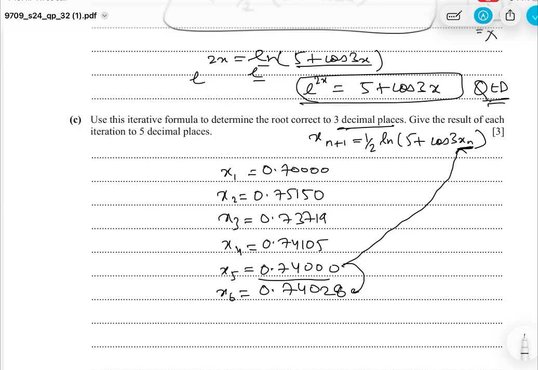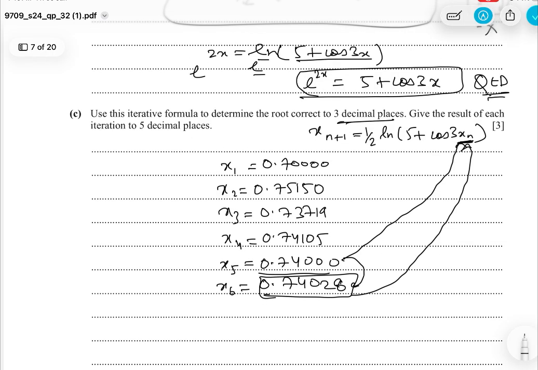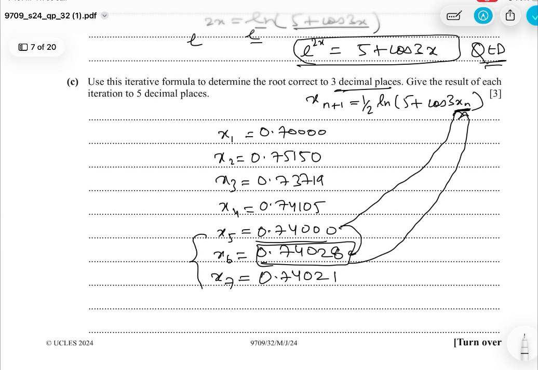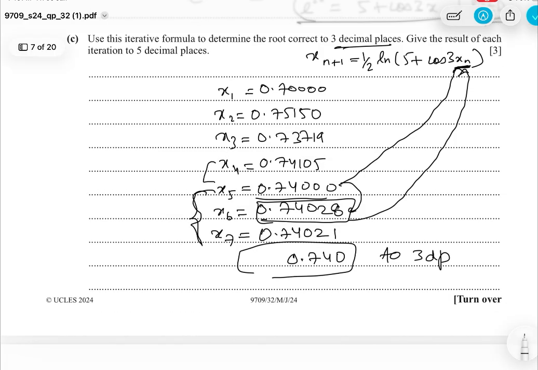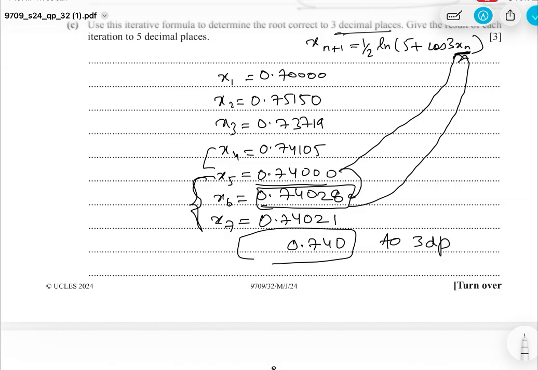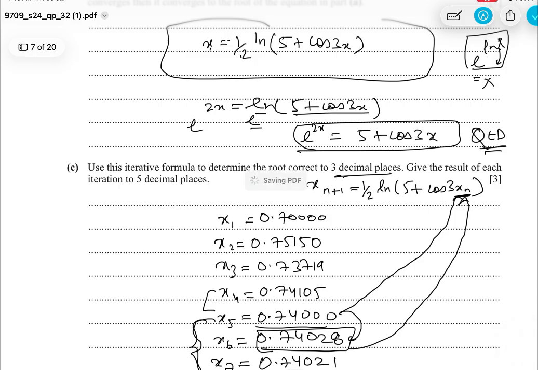The next one, if I put this over here, then what will we get? X7 we will have 0.74021. See, up to 3 decimal places these three are same. Up to 3 decimal places our answer would be 0.740, right? These are not same, but these three are same. So the solution would be x equals to 0.740. Now the question is from which value to start, sir?